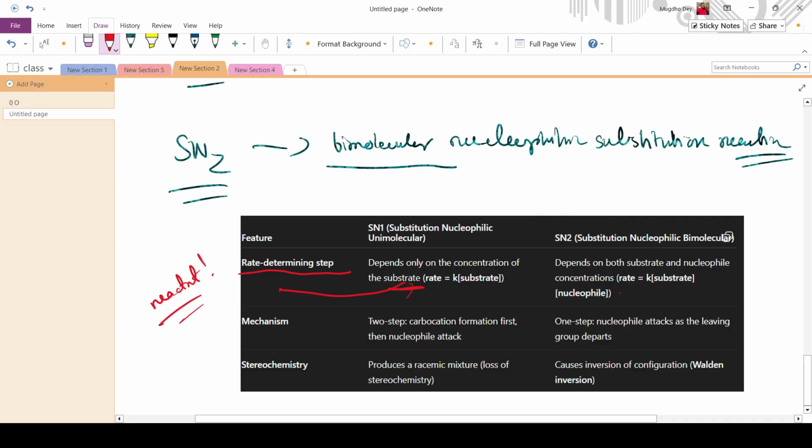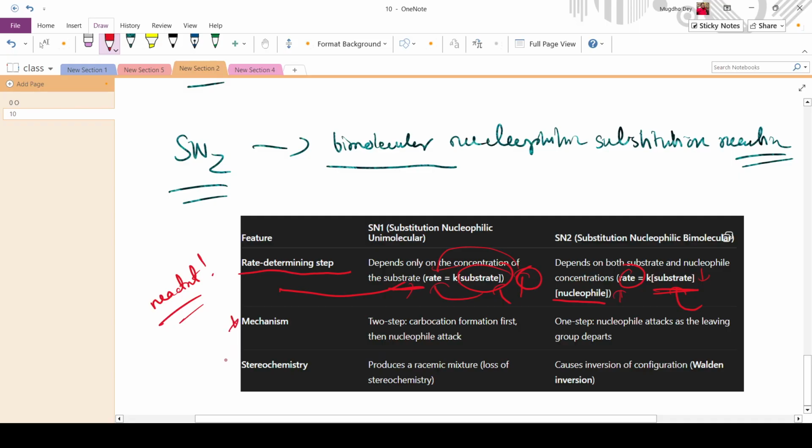But in the SN2 mechanism, the rate depends not only on the substrate's concentration, but also on the nucleophile's concentration. In SN1, if the nucleophile's concentration increases, the rate won't be affected. Only the substrate's concentration affects the rate of the reaction. That means a change in the nucleophile concentration won't affect the rate. Did you understand the difference between SN1 and SN2?